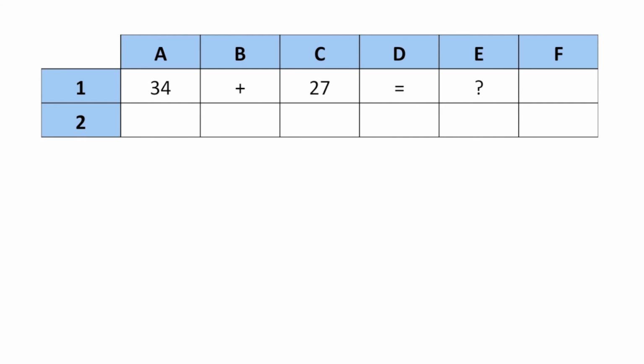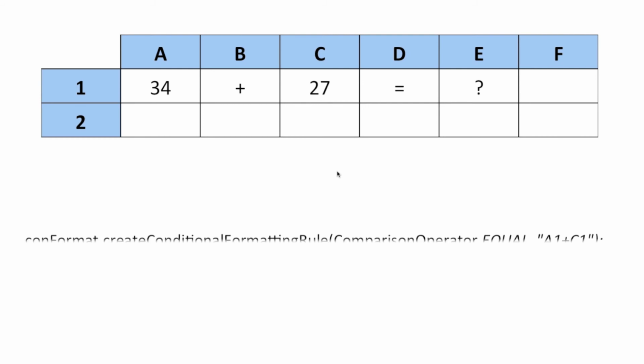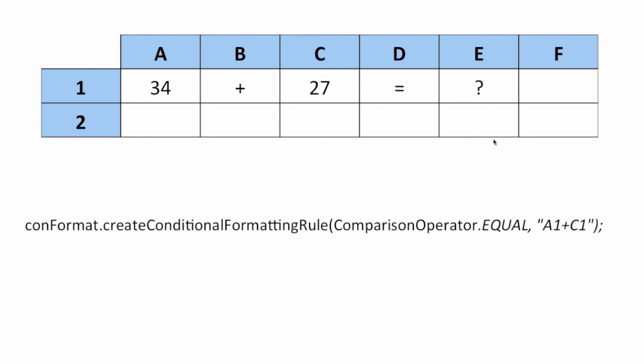So as you can see, we have our cells created in here. You know, the A1 is going to be 34, B1 is going to be the plus sign, C1 is going to be the 27, and D1 is going to be the equal sign. And so we set E1 to A1 plus C1. So we want, as soon as E1 is equal to 34 plus 27, we want to make a green background, and so on and so on.